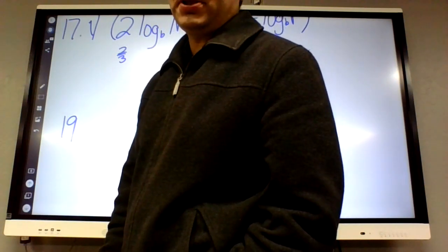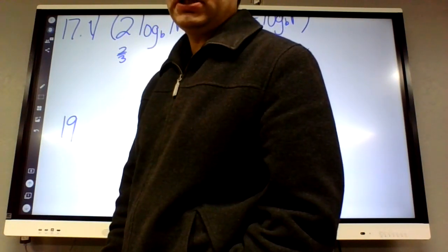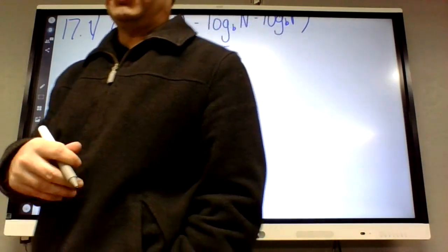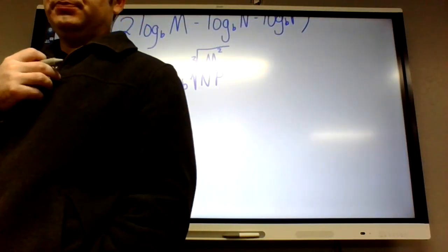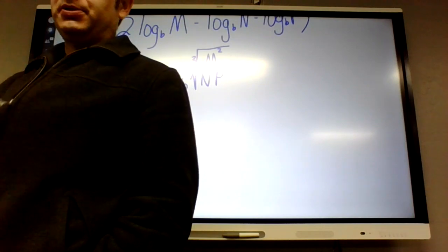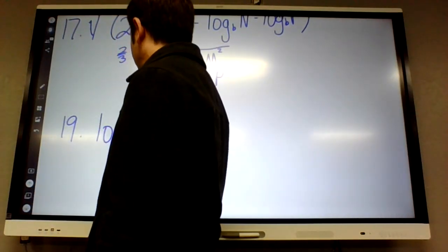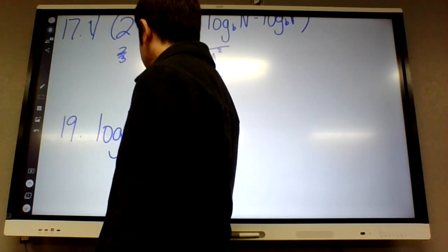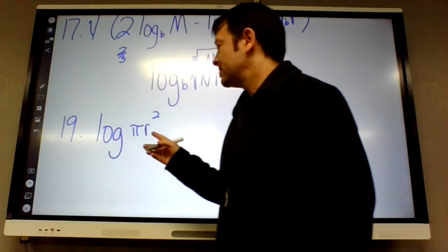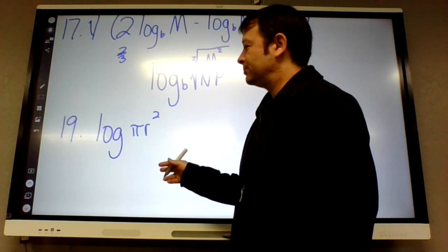For some reason, 19 looks really easy. I'm not gonna write 19 down. What would 19 become? Log of pi r squared. Pi r squared, yes. What is pi r squared? Isn't that like cylinder? No, it's just the area of a circle.